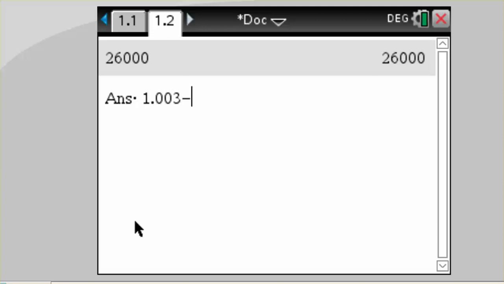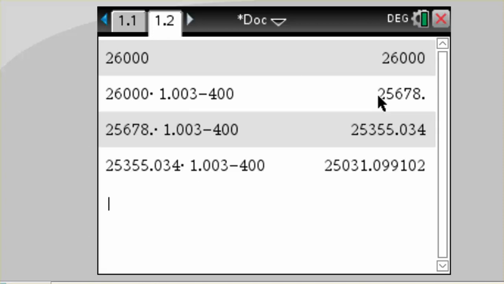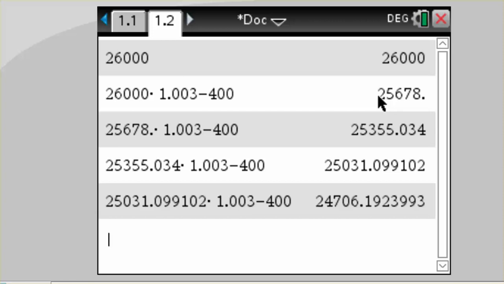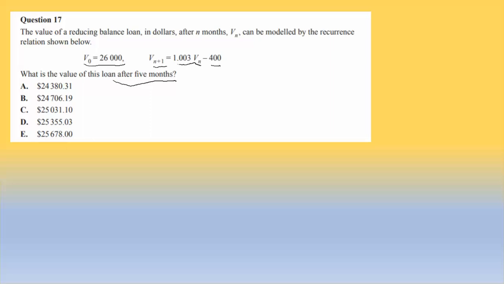1.003 minus 400. Enter. So I have initial, end of month 1, and now I just need to keep pressing enter. End of month 2, end of month 3, end of month 4, end of month 5. So my answer is 24,380 and 31 cents. And there it is.